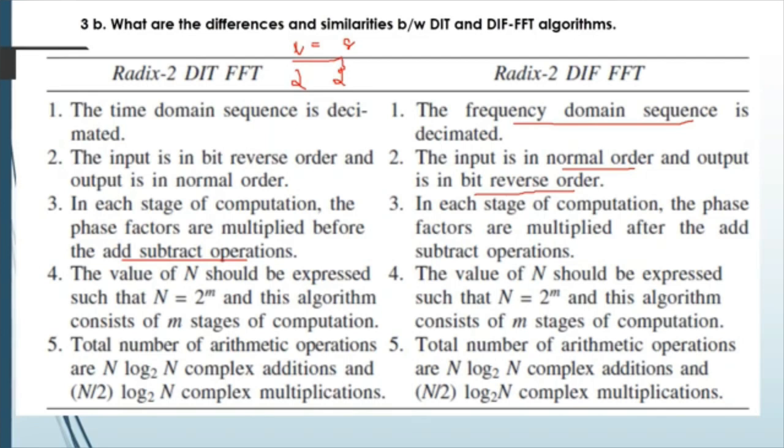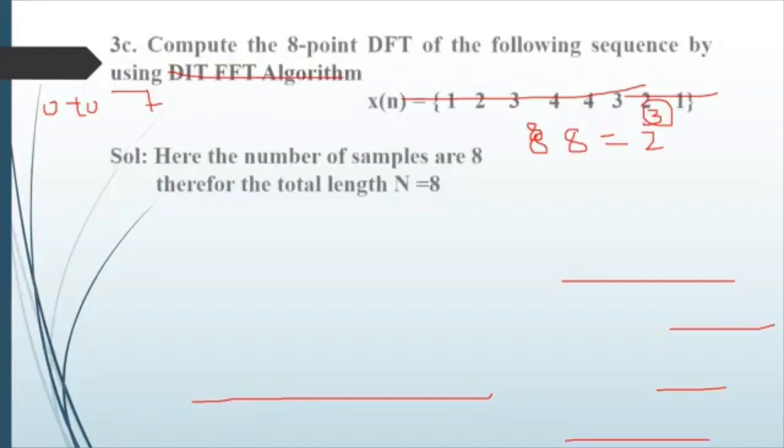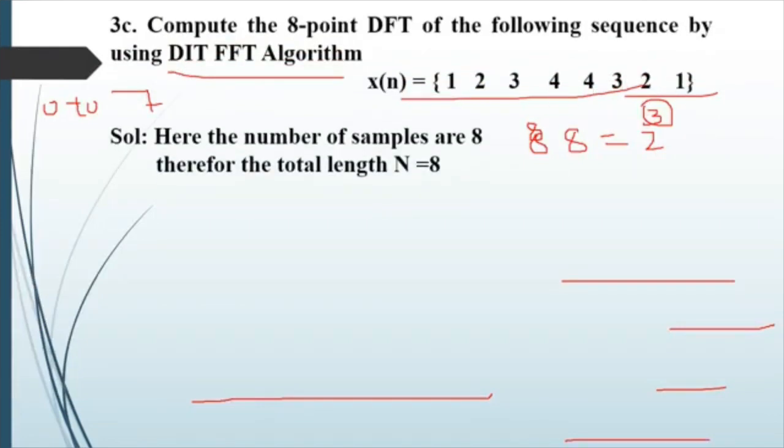And in DIT the multiplications come before the addition and subtraction operations. Here, in DIF, after the addition and subtraction operation, multiplication takes place. Coming to the third question: compute the 8-point DFT of the following sequence by using the DIT FFT algorithm. We know that DIT FFT means decimation in time fast Fourier transform algorithm. The given sequence x of n is equal to 1, 2, 3, 4, 4, 3, 2, 1.